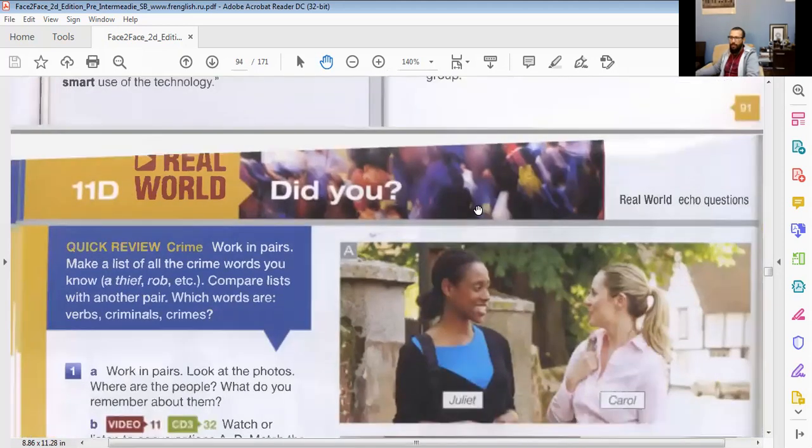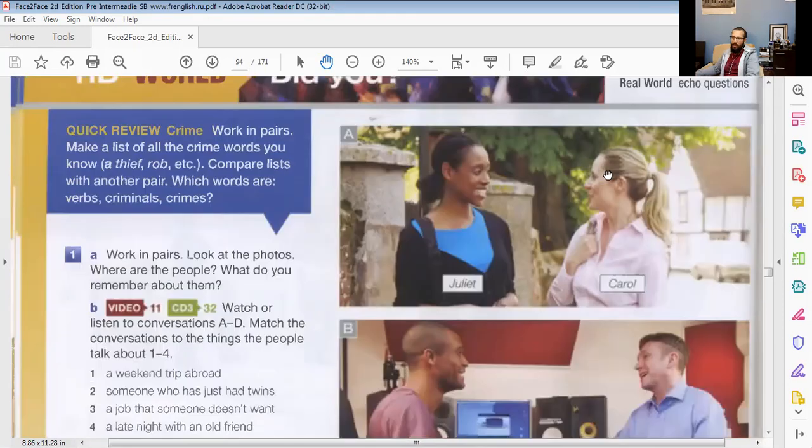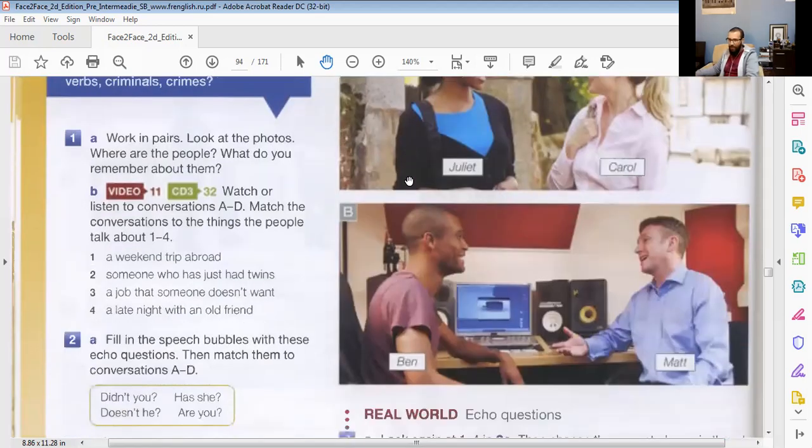Now, I already told you a little bit about echo questions. They're not really something super important, I think, but it's something that British people do a lot. So we don't want to focus too much on it, but I do want you to notice how they use them. So let's start with exercise number 1.